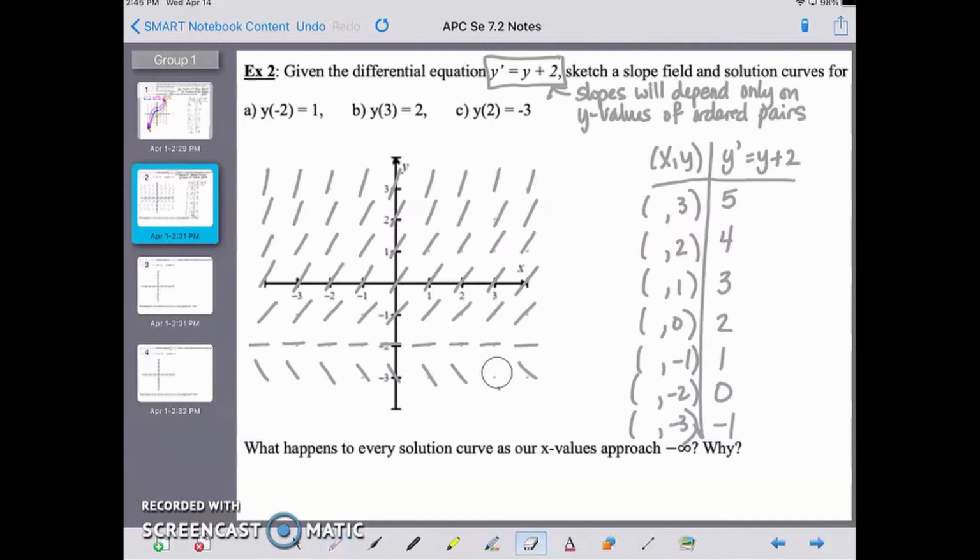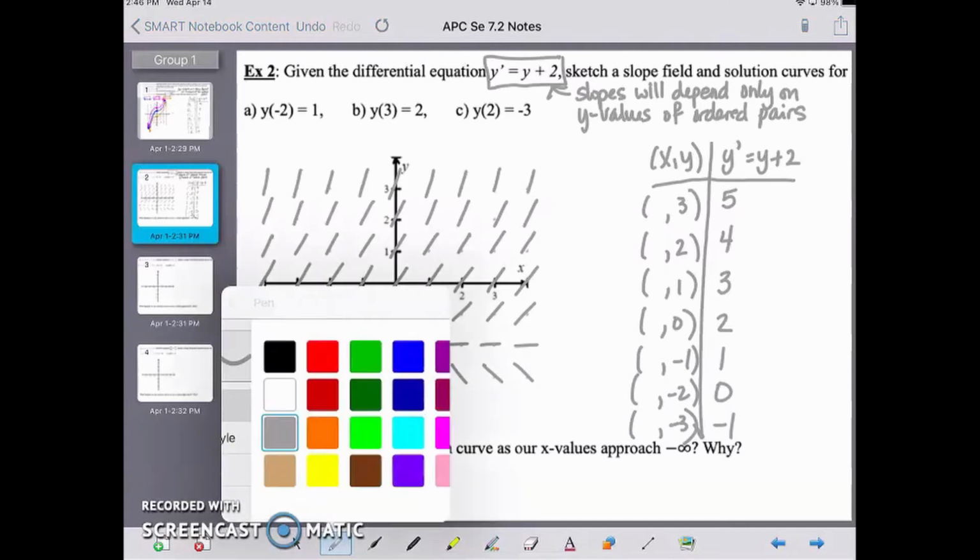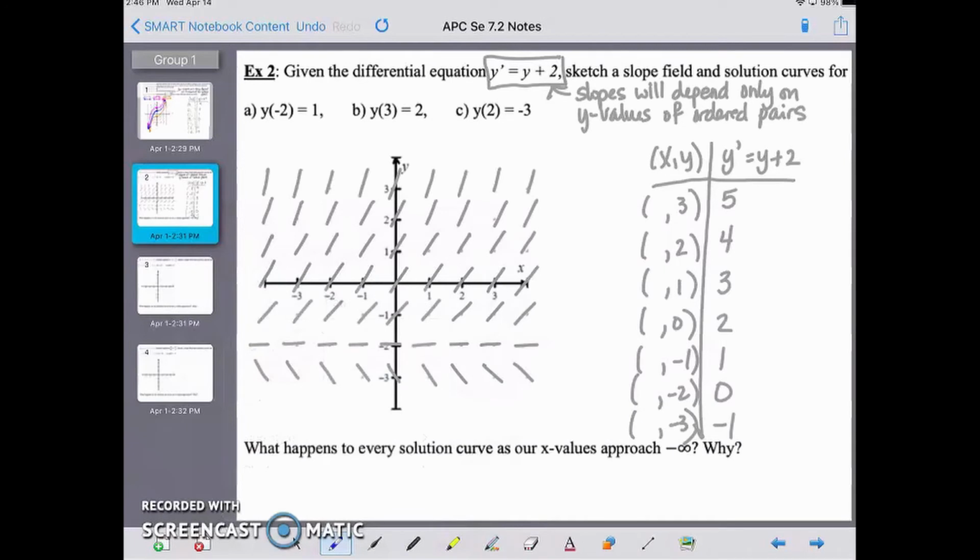Sorry, got a little crazy there at the end. I can do better. There we go. Okay. And now I'm ready to sketch my solution curves for each of my 3 different initial values. So again, I'm going to do these in different colors just to differentiate them.